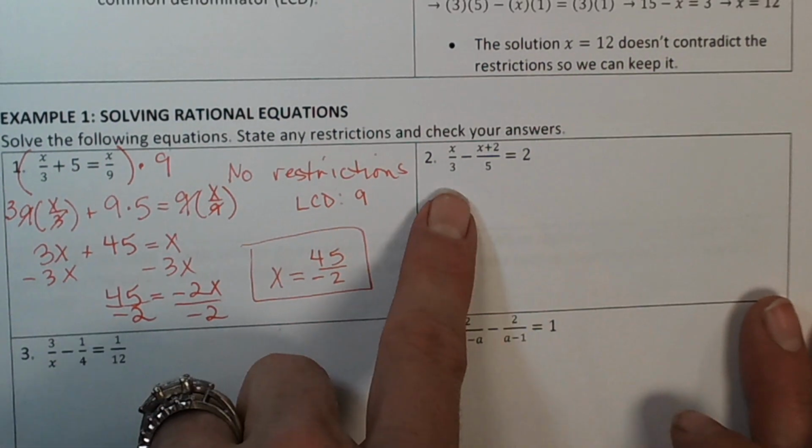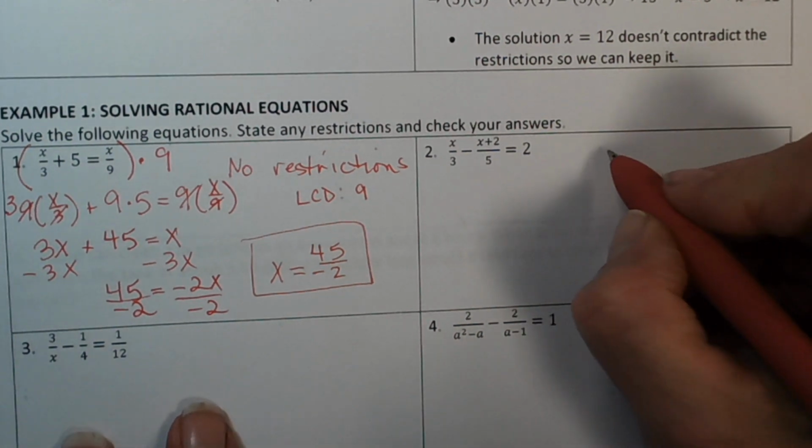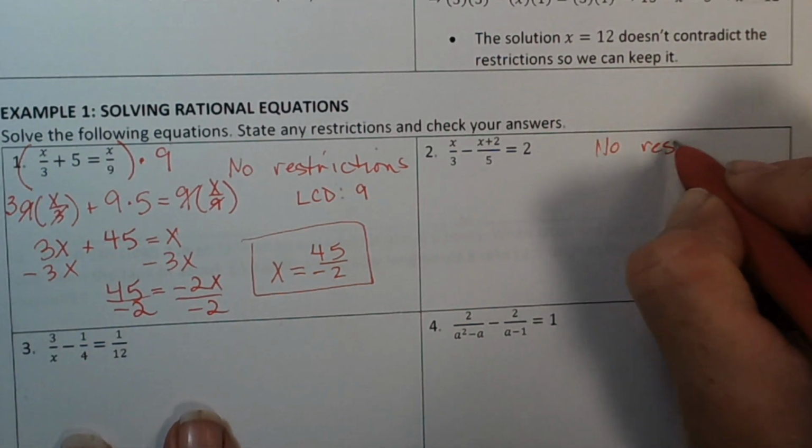Number 2 is the exact same way. So again, we look at our denominators. There are no variables in the denominator, so that means that there are no restrictions.